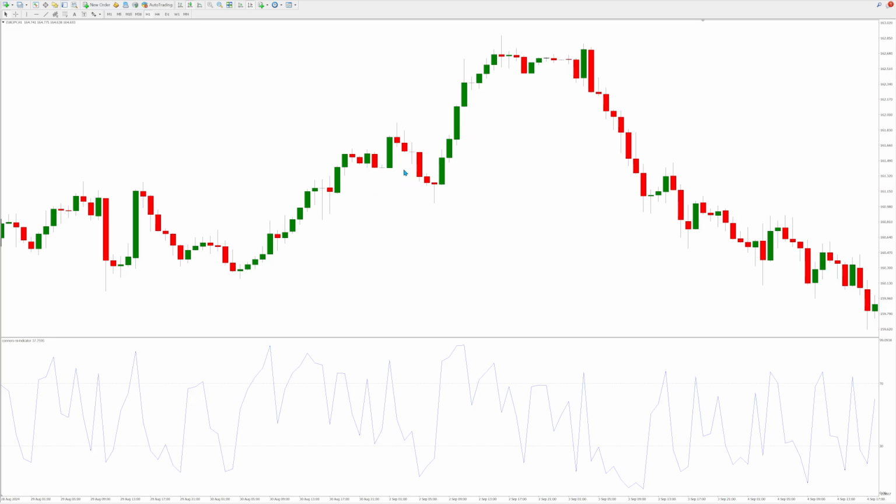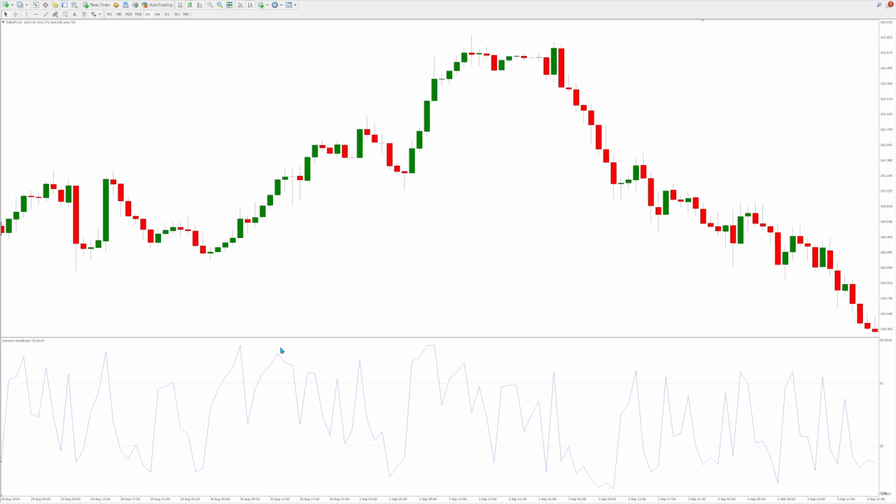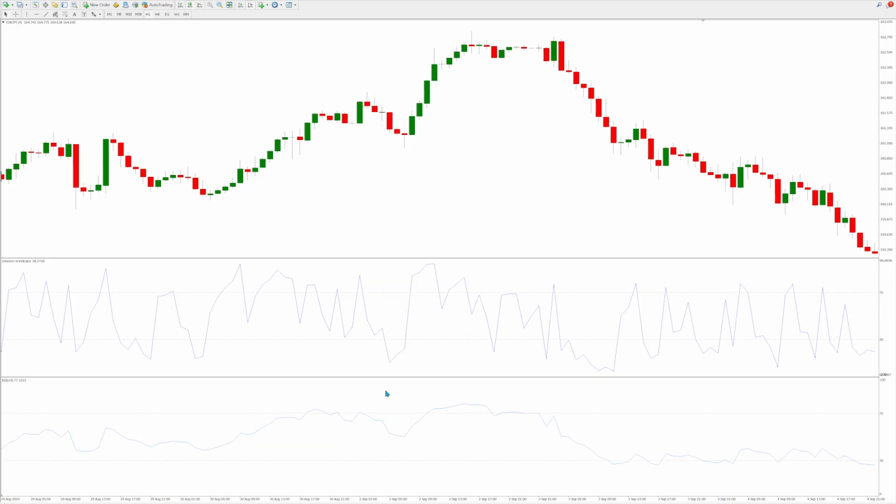I'm using the MT4 trading platform. I've downloaded the Connors RSI indicator and applied it to my chart. You can see it here below. You can find the indicator for your trading platform if it's not already included. Otherwise, you can use the default RSI indicator. I'll just attach that for you now so you can see.